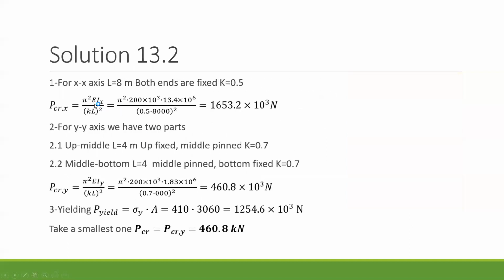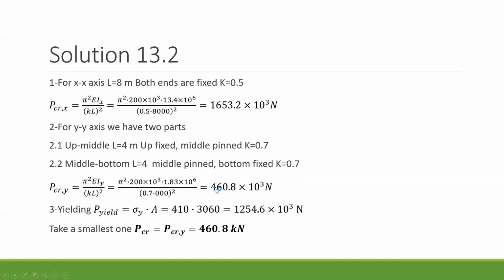First of all, we have to start with the P critical for the x-axis. Both ends are fixed, and therefore K is equal to 0.5. After putting in 0.5, we obtain this value. Also, I said on the y-axis we have two parts. In both parts, the K term is equal to 0, therefore L is also equal to 0. We don't need to separate the two parts. We can just use the formulation for P critical Y.